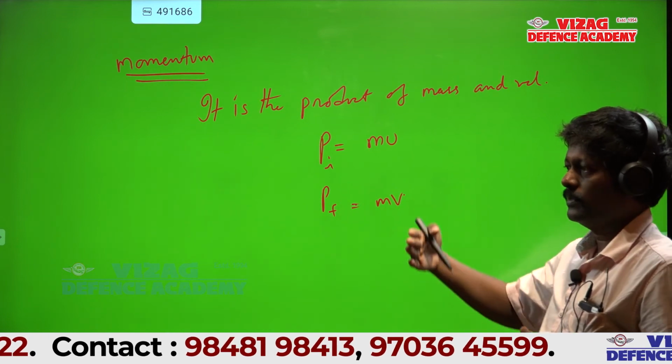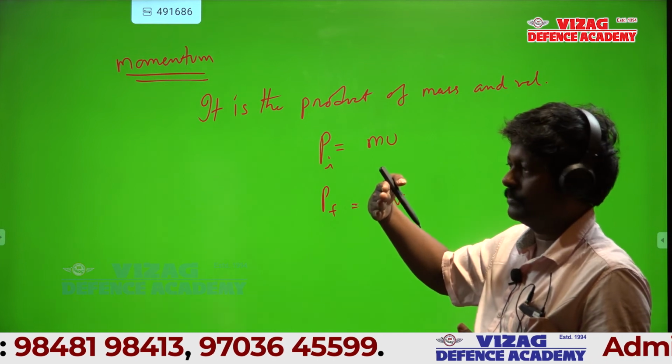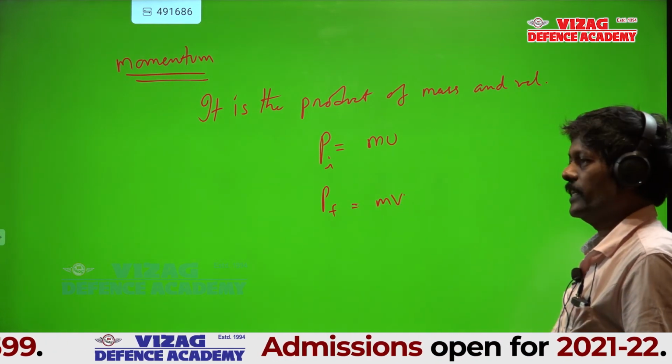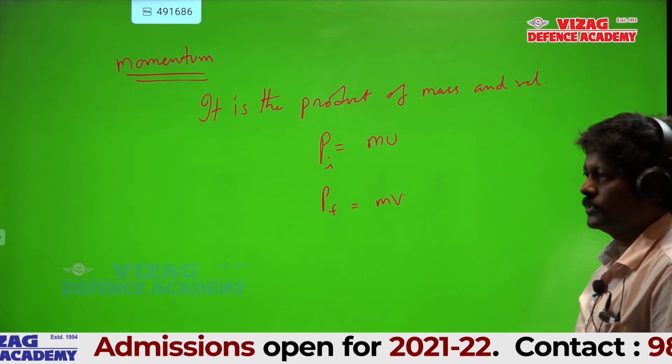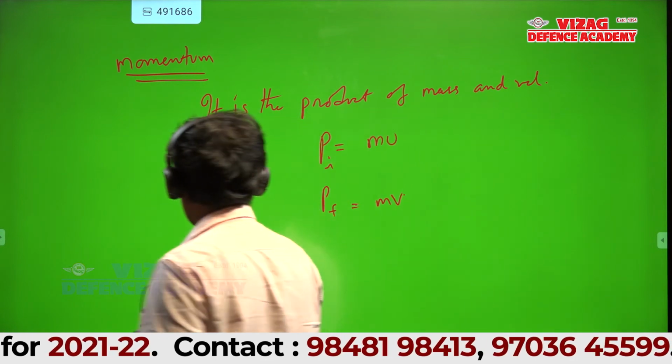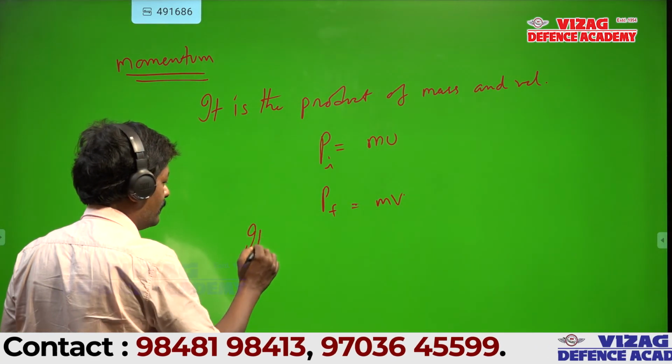Momentum is directly proportional to mass and velocity. Momentum is directly proportional to mass and velocity. Momentum is a vector, write down. Momentum is a vector.